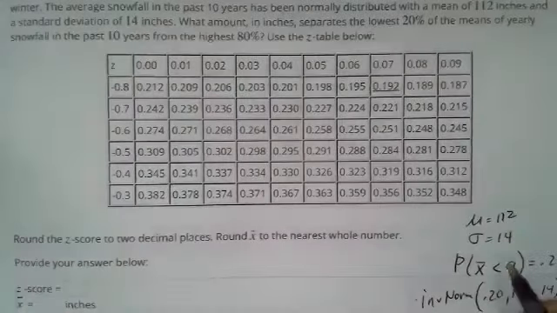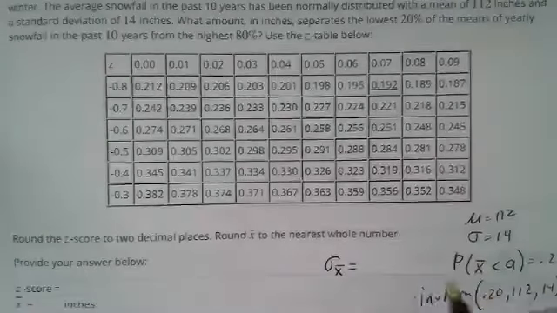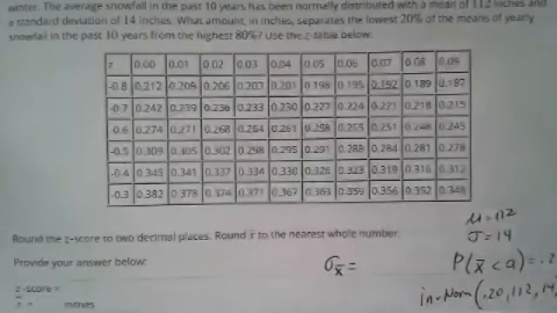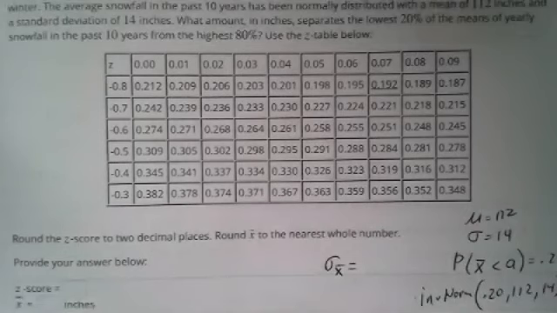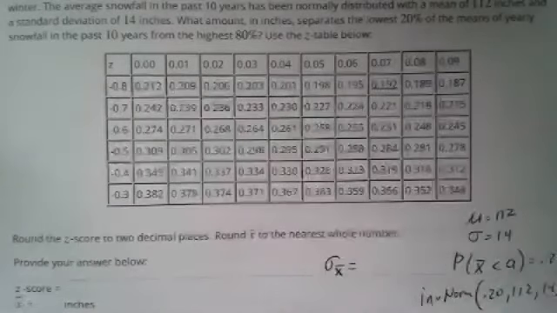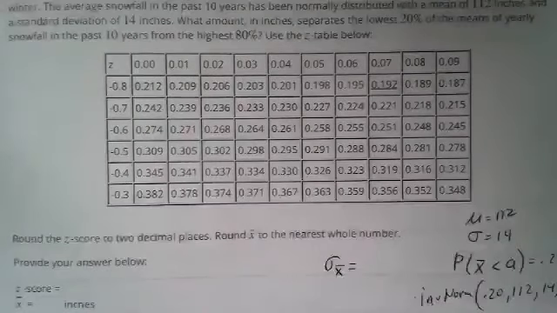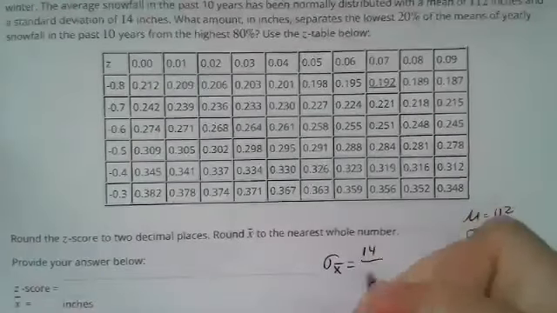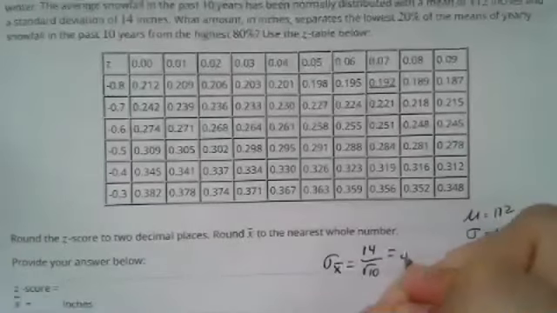Oh, I used the wrong standard deviation. Sorry, I need to find this first. The average snowfall of the past 10 years has been normally distributed with a mean of 112 inches and a standard deviation of 14. Oh no, it's been 10 years, why did I say 100? Okay, someone's getting tired. It's 14 over square root of 10, and that's 4.43.